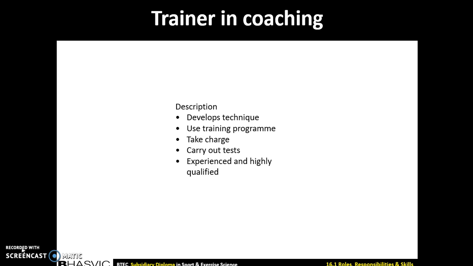In coaching, the role of a trainer is extremely important in any sport due to the qualities that they have. For example, a trainer helps develop a technique, uses training programs to increase the chance of better results. Also, they take charge of the situation by taking the necessary precautions an athlete or player needs without hesitating. They also carry out tests to monitor progress and see what needs to be improved. A good trainer is highly qualified and experienced because they take their position seriously.